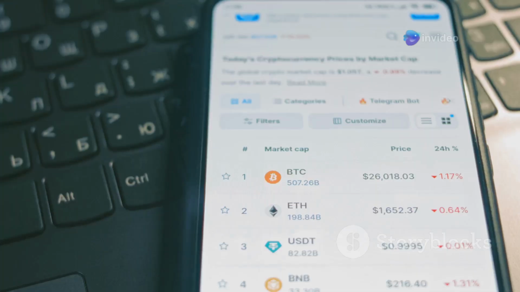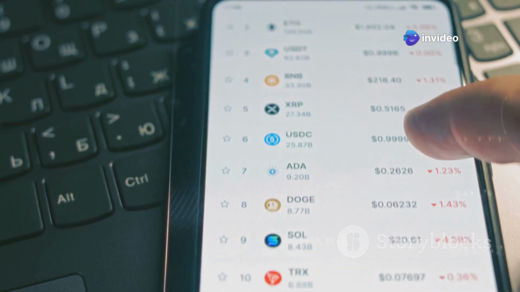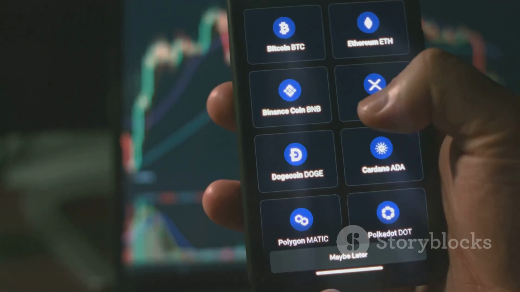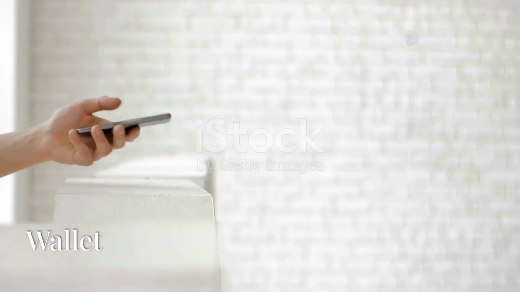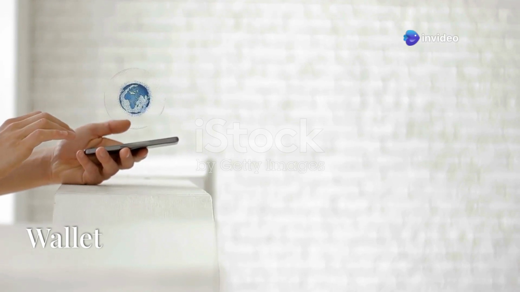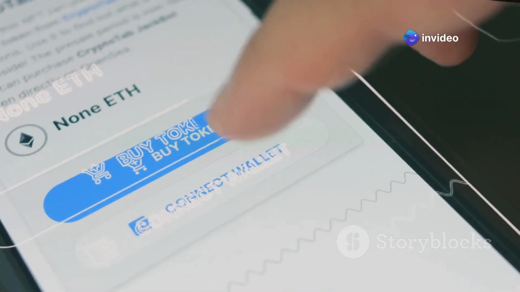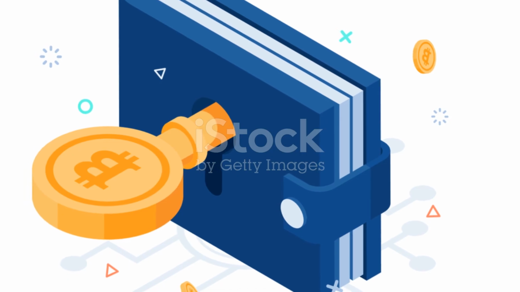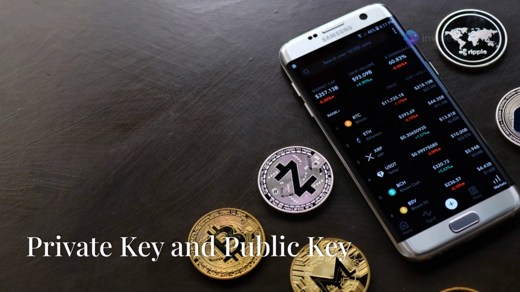Cryptocurrency exchange. A cryptocurrency exchange is an online platform where users can buy, sell, or trade cryptocurrencies for other digital currencies or fiat money. Some popular exchanges include Coinbase, Binance, and Kraken. Wallet. A cryptocurrency wallet is a software application or hardware device used to store, send, and receive cryptocurrencies. Wallets manage your public and private keys, which are essential for accessing your funds.